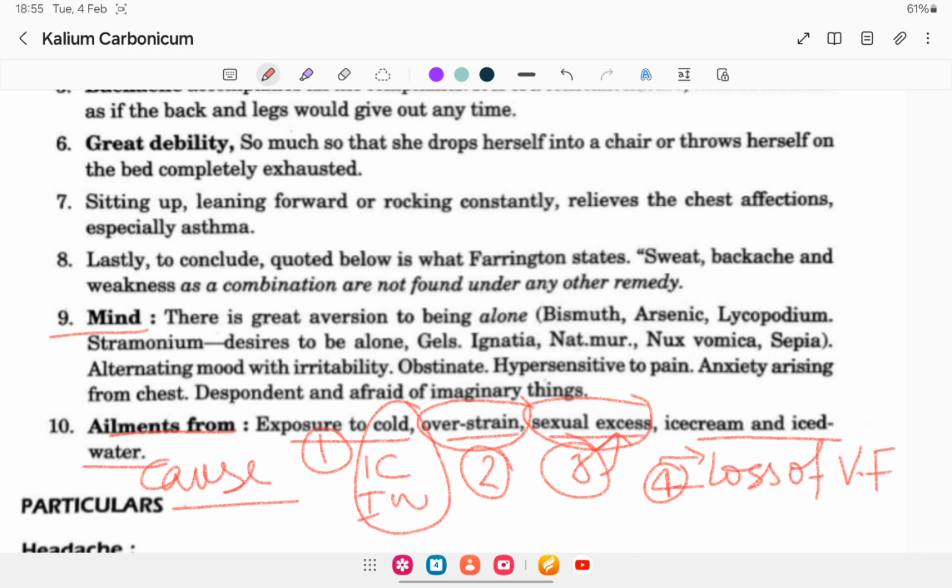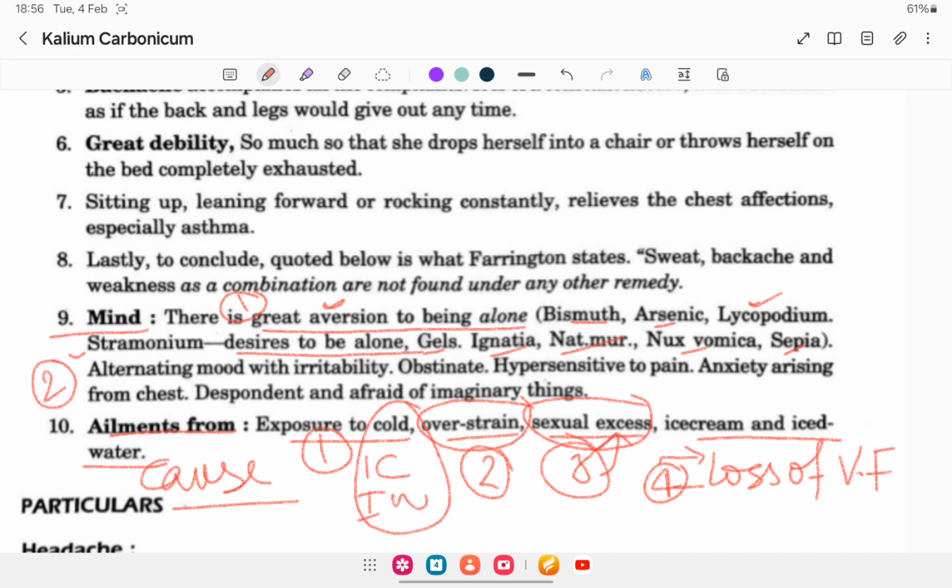Here the mind symptom is written: there is great aversion to being alone. Number 1, great aversion to being alone. Other remedies: bismuth, arsenic, lycopodium, stramonium. And desires to be alone: gelsemium, ignatia, natrum mur, nux vomica, sepia. The Kali carb patient doesn't want to be alone. Great aversion to being alone, also in arsenic, lycopodium, stramonium.